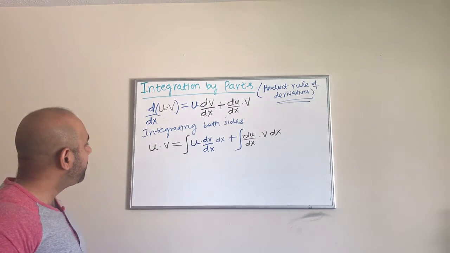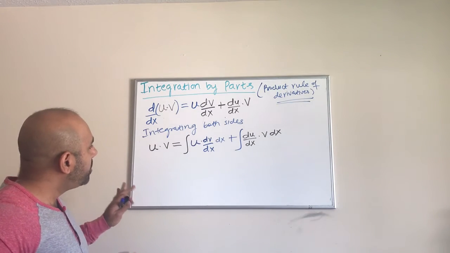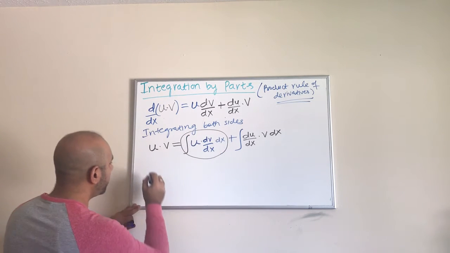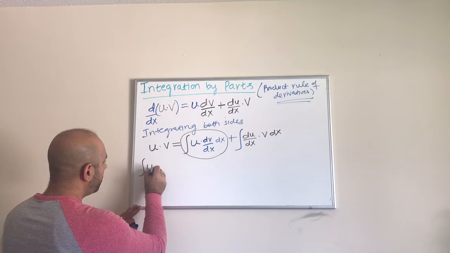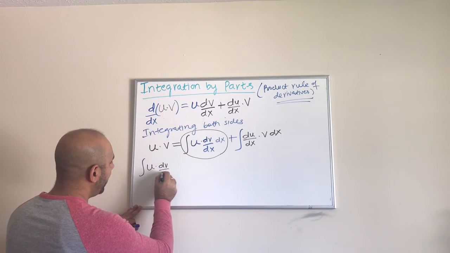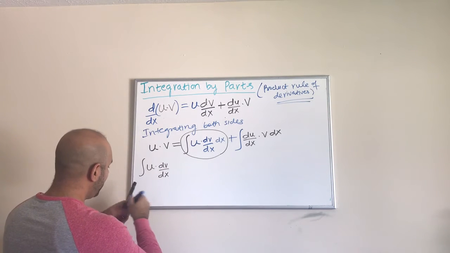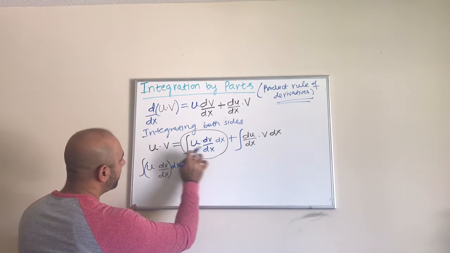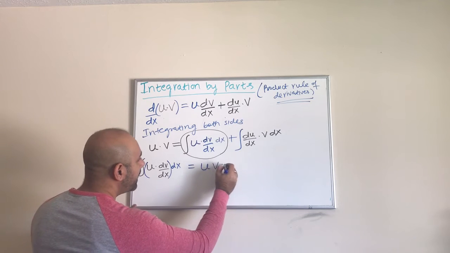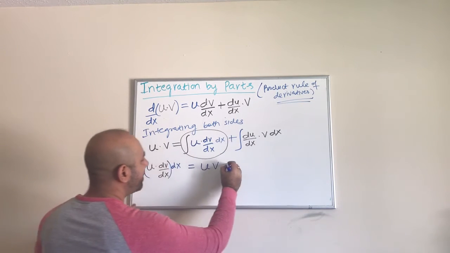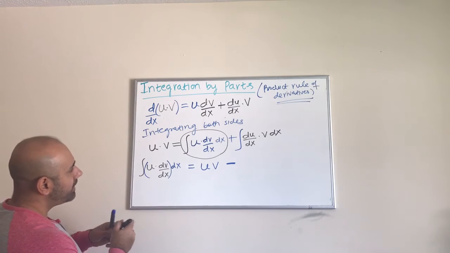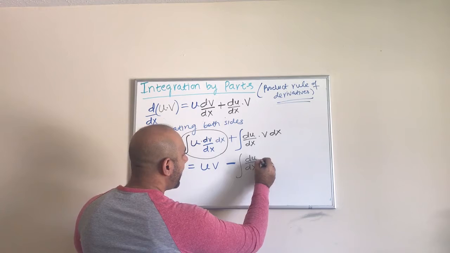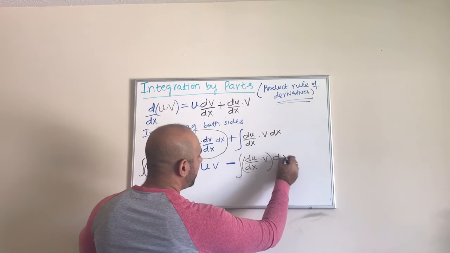Okay, so guys, from here we are going to solve for this. If I want to solve for this, it's going to look like this: the integral of u times dv over dx, and still there's a dx here. Let me put it in parentheses. And then uv will stay like this, and I have to bring the other term to the other side, so it will be minus the integral of this whole thing, du over dx times v. Let me put it in parentheses as well. And then there's a dx.